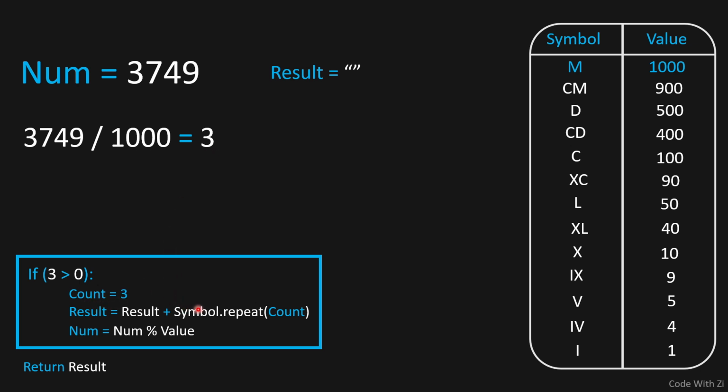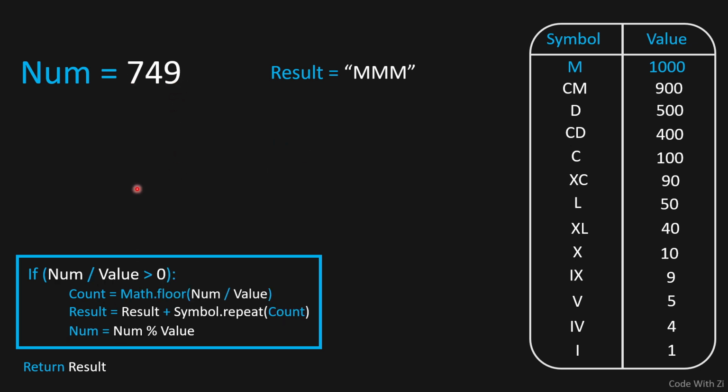And then we're gonna say, repeat the symbol count times. So our symbol is gonna be m, because as you can see, our symbol is m here, and our count is 3. So we're gonna have 3 m's. And then we're gonna add these m's to our result, like so. Then we're gonna say number mod value, meaning 3749 mod 1000. And this is gonna be 749, because we're modding by 1000, and anything that's not 1000 is gonna remain, which is this 749 here. So we're gonna update our number, because we're saying number is equal to this, so our number is gonna be 749.